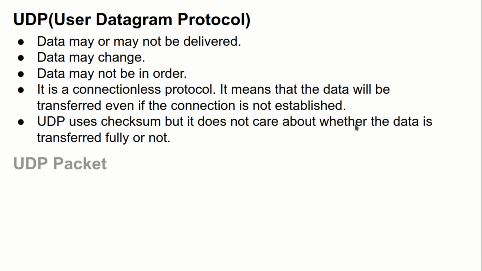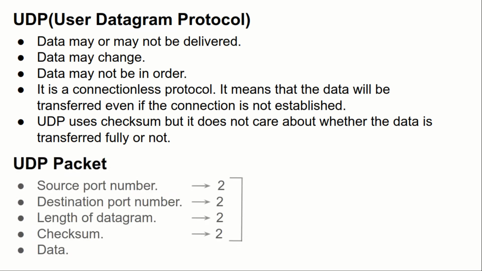Alright, so now let's move to the UDP packet. Here are some of the things that the UDP packet contains: the source port number, destination port number, length of datagram, checksum, and data. The source port number, destination port number, length of datagram, and checksum are each 2 bytes. Together they form an 8-byte header.